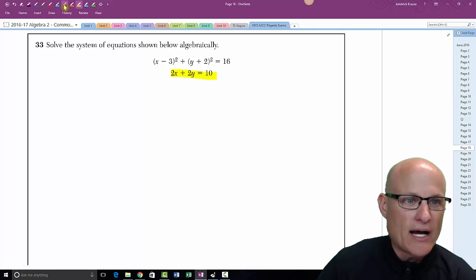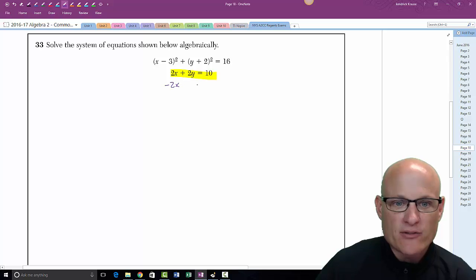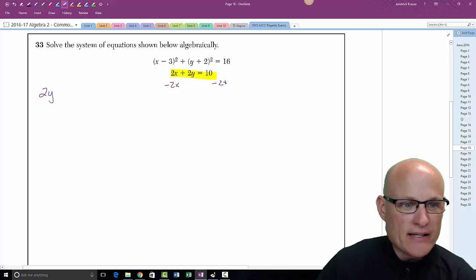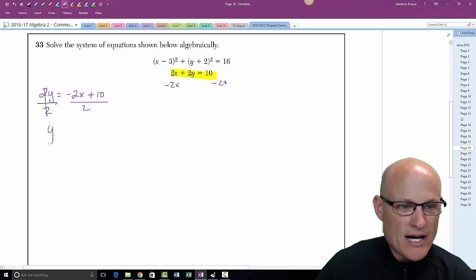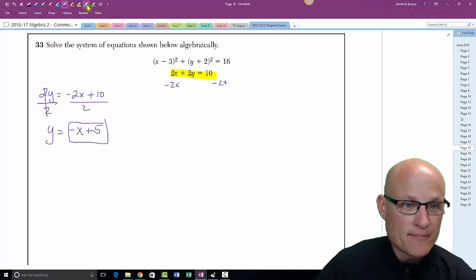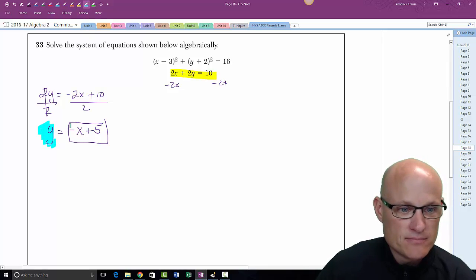We're going to solve for y. So I'm going to subtract 2x. I'm going to subtract 2x. So I get 2y equals 10 minus, no, I hate putting the number first. So how about negative 2x plus 10? Then I'm going to divide by 2. Divide by 2. And I get y equals negative x plus 5.